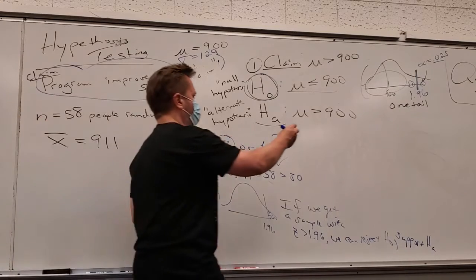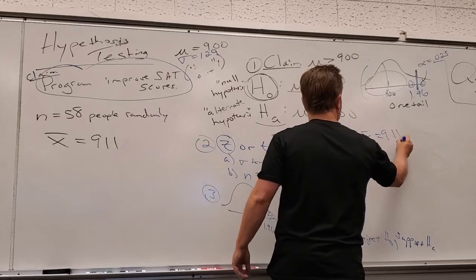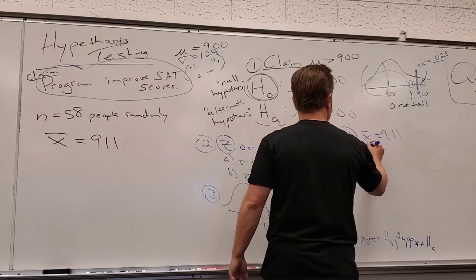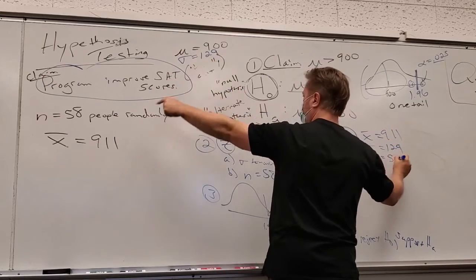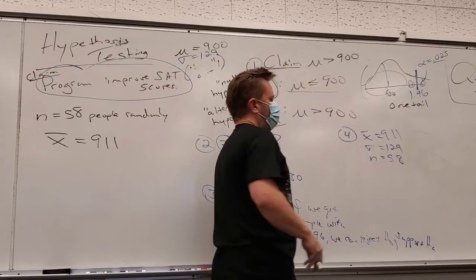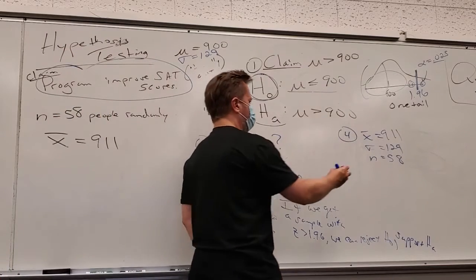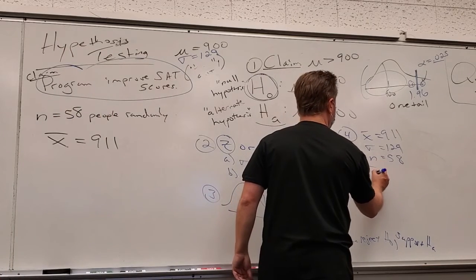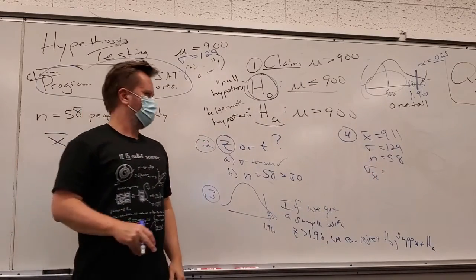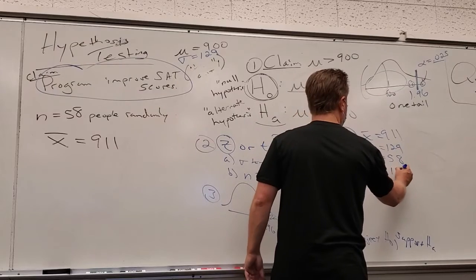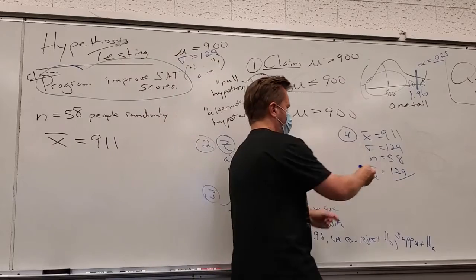All right, so help me out. What did we find in our sample? We got a sample mean of 911. What was our standard deviation? It's known, 129. N was 58. So what's the new standard deviation? Don't I have to change my standard deviation because I'm talking about sample means, since I took a sample? It'll be the old one divided by what? The square root of 58.